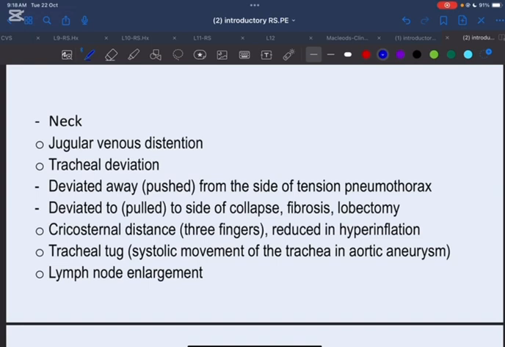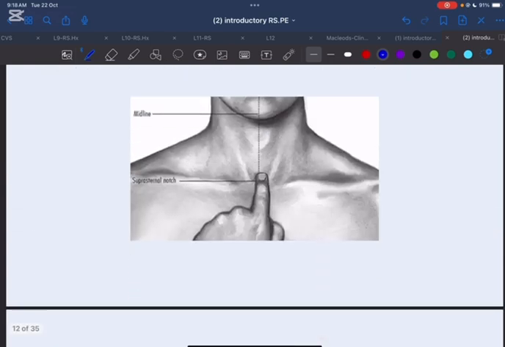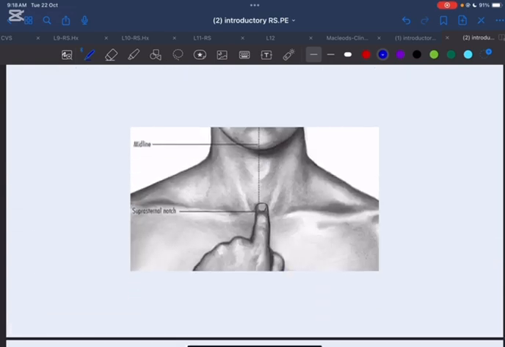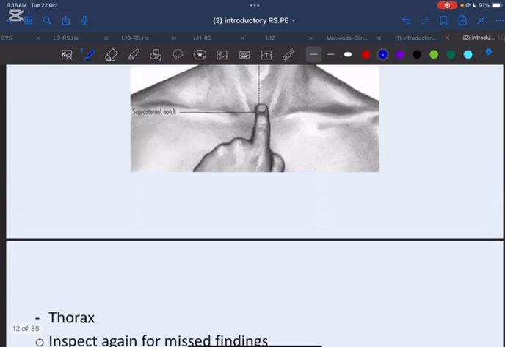Any lung pathology or thoracic pathology can be reflected on these lymph nodes. That's what we said about the tracheal deviation. Thorax inspection, inspect again for any missing findings. As we said, once we finish from the end of the bed, we comment on just the environment, the respiratory rate, the expansion, and the movement.